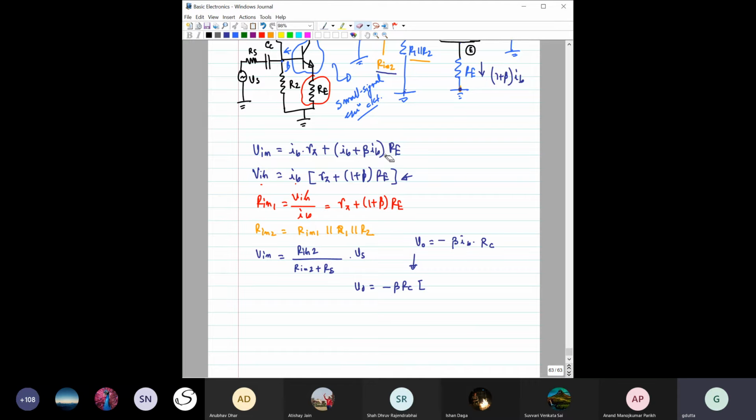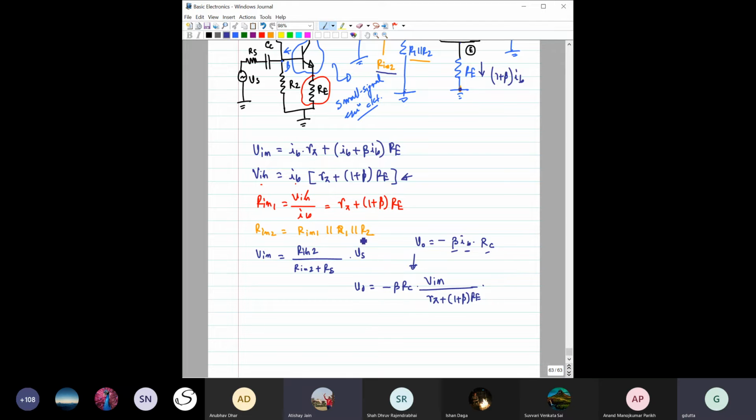Okay. Can you please guide me, what should I do? This is beta RC. Then what else? You are putting the value of IB. Please tell me. V in upon R pi plus 1 plus beta into RE. That's all.